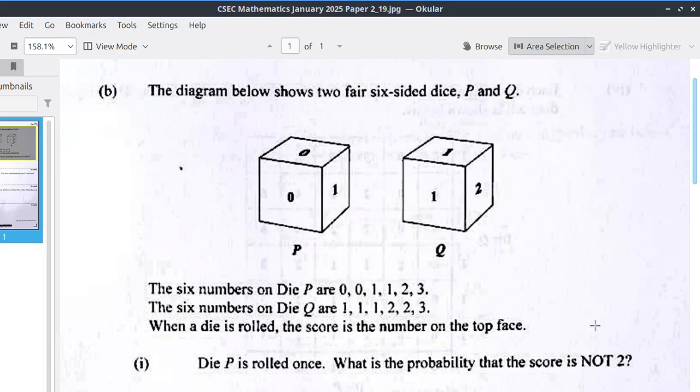Alright, this is where we left off in our last video. We're continuing to look at the CSEC Mathematics January 2025 Paper 2, and we're at question 5b.